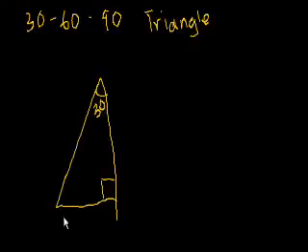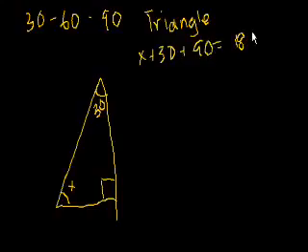And if I were to tell you that this is a 30-degree angle, well, we know that the angles in a triangle have to add up to 180. So if this is 30, this is 90, and let's say that this is x. x plus 30 plus 90 is equal to 180, because the angles in a triangle add up to 180. We know that x is equal to 60. So this angle is 60. And this is why it's called a 30, 60, 90 triangle, because those are the names of the three angles in the triangle.